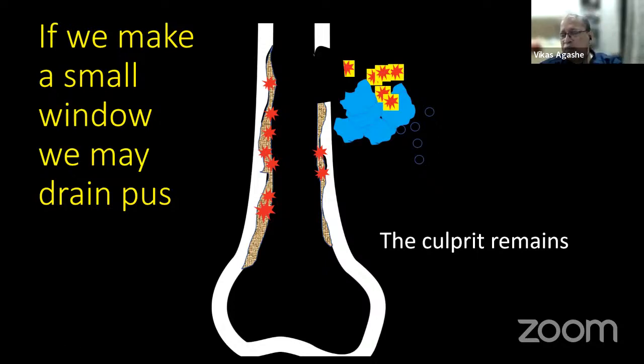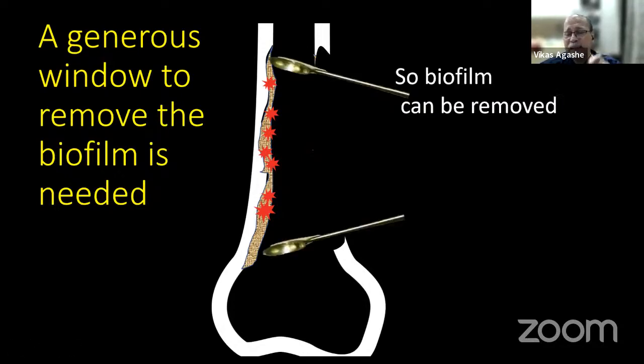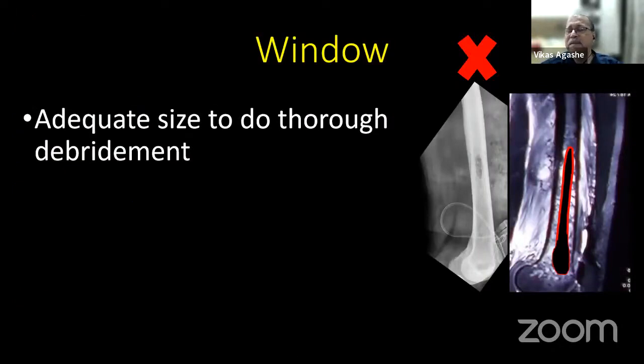The ESR and CRP may remain normal, but the problem continues. So unless you make a generous window to remove this biofilm, your real enemy would persist. Once you scrape, most of the bacteria are removed, and whatever remains will be in planktonic form, and they can be addressed by antibiotics.